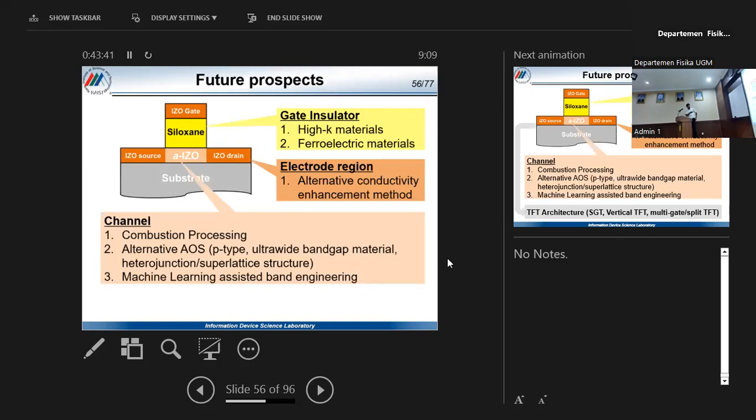So what are the future prospects? There is still a lot of work to be done. For example, we can change the gate insulator to a high-K material or ferroelectric material to get neuromorphic computing. We can also change the electrode region. We can also use combustion processing or alternative oxide semiconductors, using P-type or ultra-wide bandgap material, and using machine learning. Today I'll discuss the alternative conductivity enhancement method and using ultra-wide bandgap material.